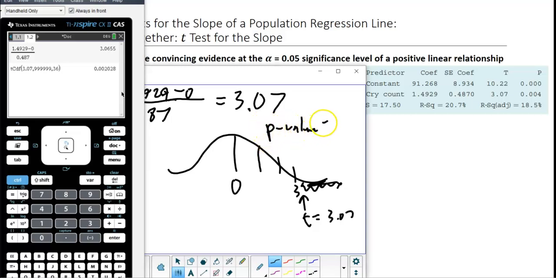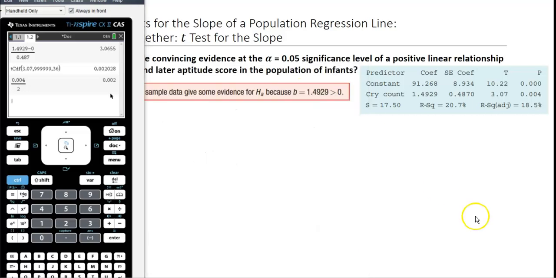P-value equals 0.002. Now, if you see the shortcut, do you see the number right next to 3.07? That's 0.004. It says p above it. So that's for a two-sided test. This is a one-sided test, so you have to do the 0.004 divided by 2 to get 0.002. That's the shortcut, if you choose to use it.